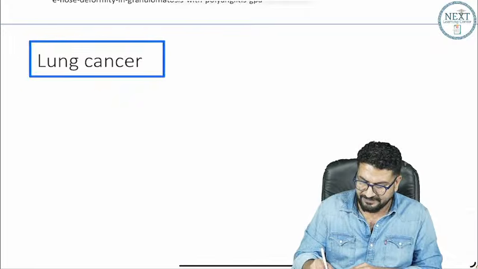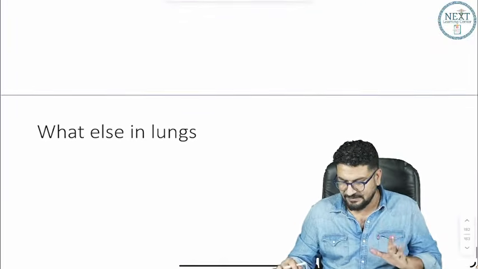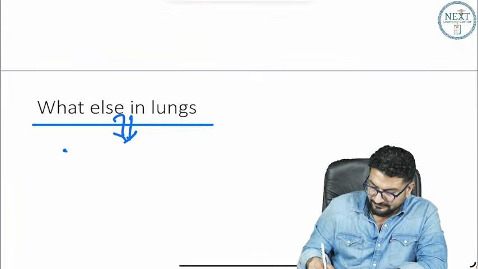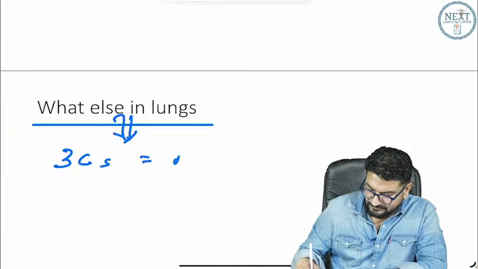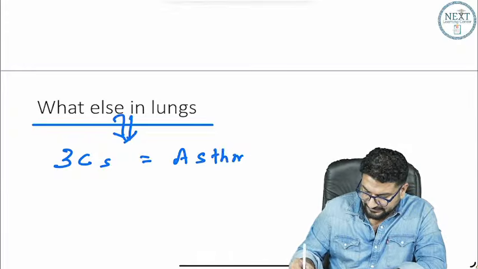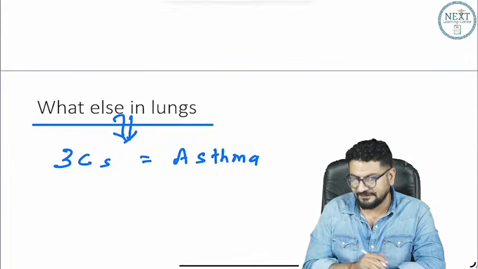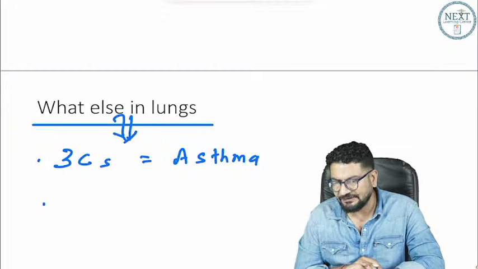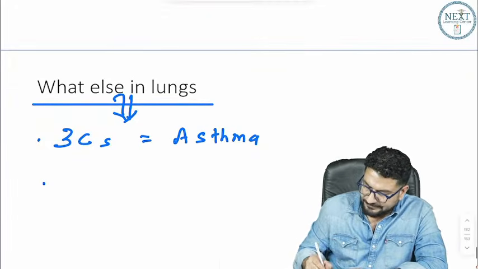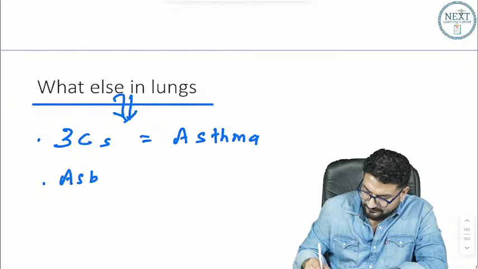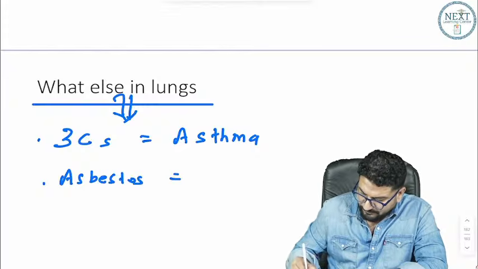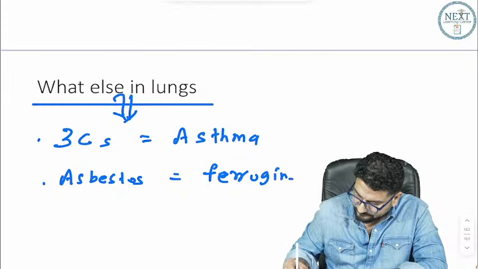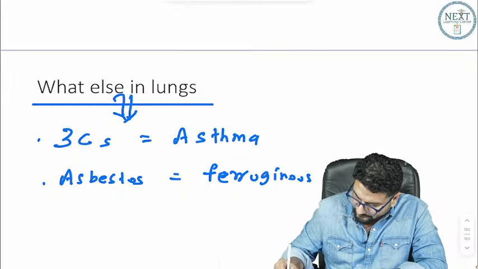You have to study in detail. Very, very important. What else they ask you in lungs? Remember, they ask you sometimes a question on 3C: Curschmann spirals, Charcot-Leyden crystals, Creola bodies. These are seen in asthma, right? Yes, saddle nose you can see in many conditions. Saddle nose you can see in leprosy also. Then they ask you a question on asbestos. In asbestos, which type of body? Ferruginous bodies.